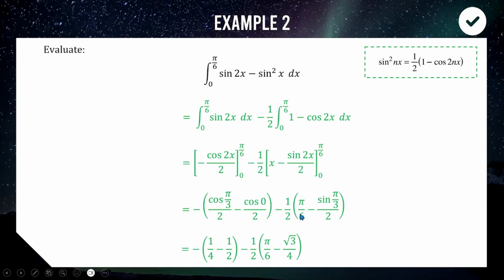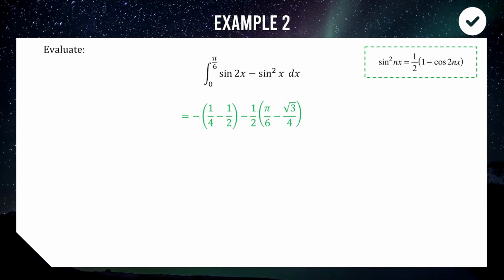Negative a half out the front, pi on 6 still here, and then sine 60 or sine pi on 3 is root 3 on 2. So when we divide that by 2, it turns into root 3 on 4. So that's all the calculus done. That's all the subbing in done. Now we're just going to try and simplify this as best we can.